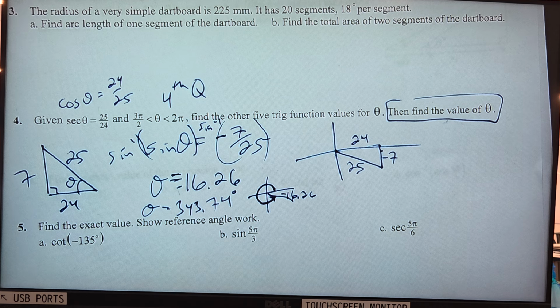Did anyone do inverse cosine of 24/25? Actually, no, it's going to give us 16.26. And then I still have to put it into the 4th quadrant.